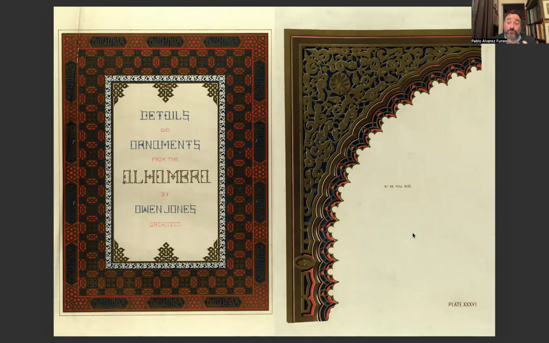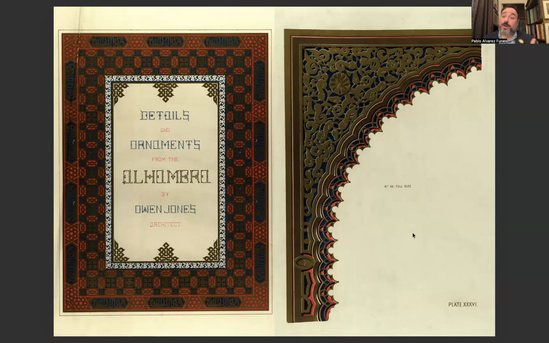I mean, actually, Owen Jones wrote the Grammar of Ornament to explain how ornament is structured. So again, if you want to know about Owen Jones and ornament, you have to go to the Grammar of Ornament. And I'm saying all this because many times the first approach that we do to geometry and design in Islamic architecture is Owen Jones because he's the most famous, he's the most quoted.